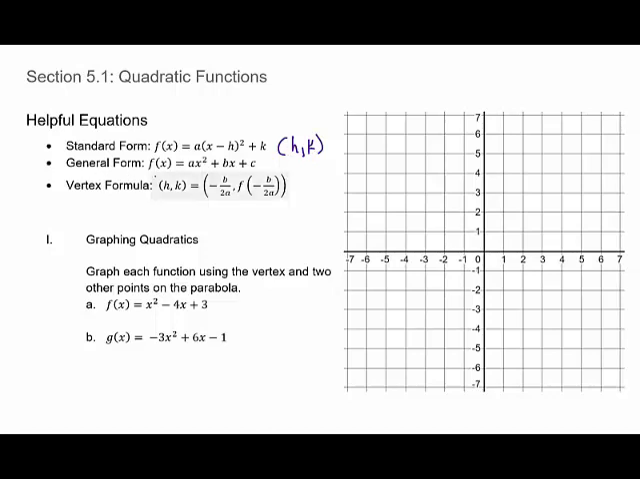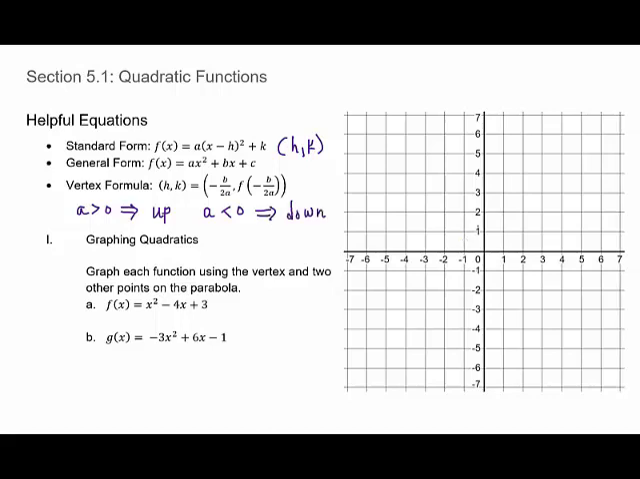And then general form is f of x equals ax squared plus bx plus c. This is another helpful form of a quadratic where c is actually the y-intercept, so it's pretty easy to tell what the value of the y-intercept is. Another thing that you could tell just from looking at the equations is how the quadratic opens, if it opens up or down, based on the sign of a. So if a is positive, the quadratic opens upward, but if a is negative, the quadratic opens downward.